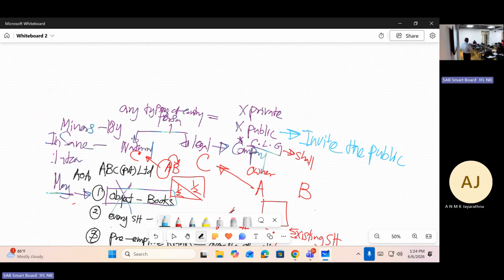They can invite. Right? What is the way, how they invite the public to purchase the shares? Yes, how they invite the public?